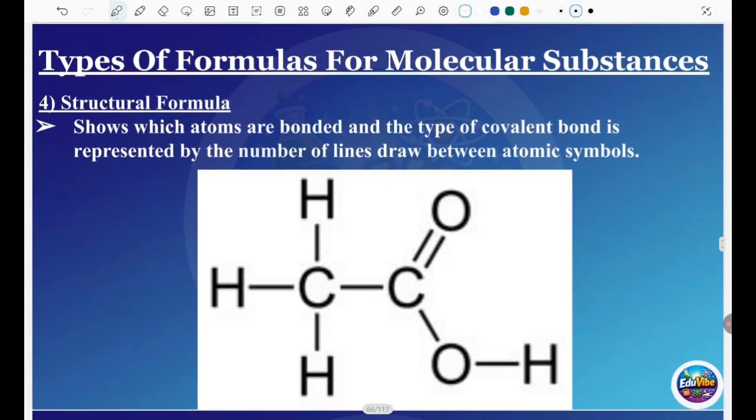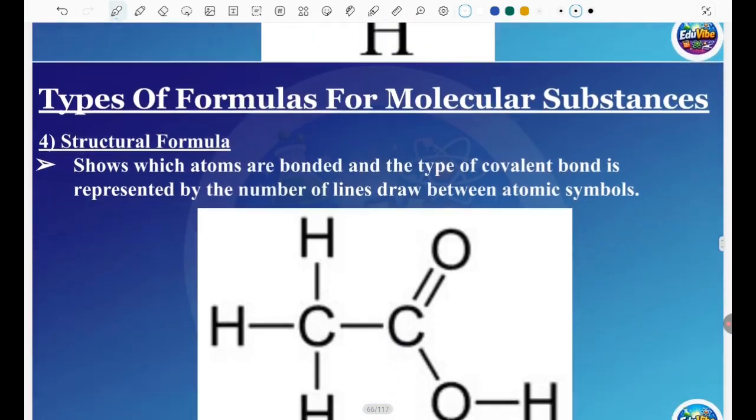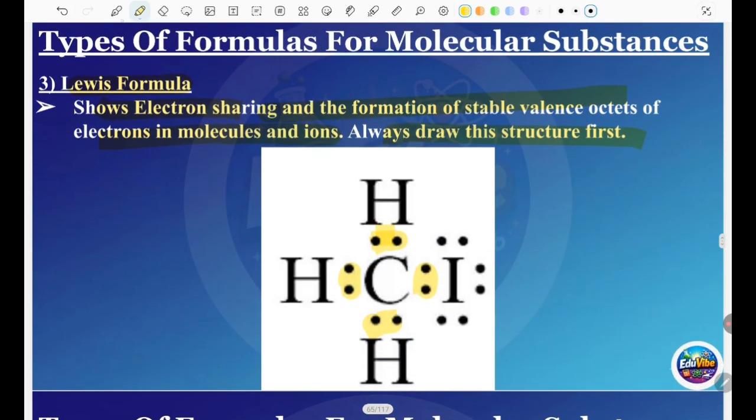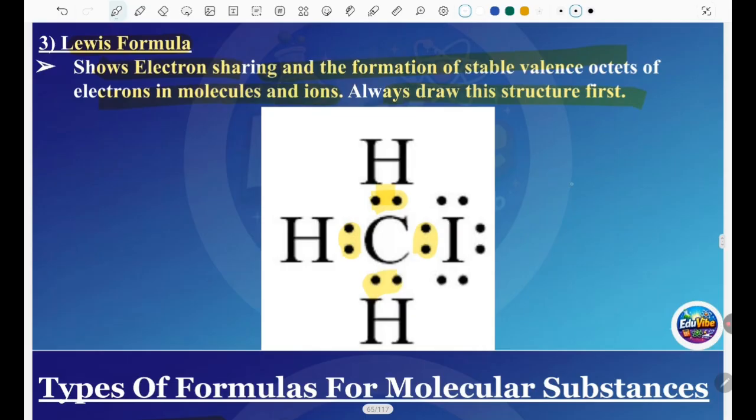The fourth type we have is the structural formula. From this we can make the structural formula. The structural formula shows which atoms are bound, and the type of covalent bond is represented by the number of lines drawn between atomic particles. For a single covalent bond, we make a single line. For a double covalent bond, we make a double line. For a triple bond, we make a triple line. Like in this example, if we make this type of thing in the structural formula, it can be drawn like this, and these letters are kept over there because they are not connected with any other element or compound.